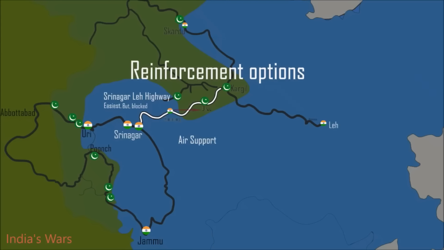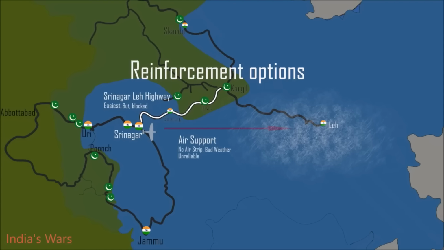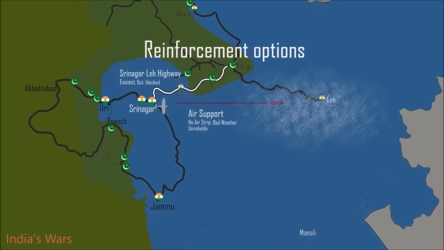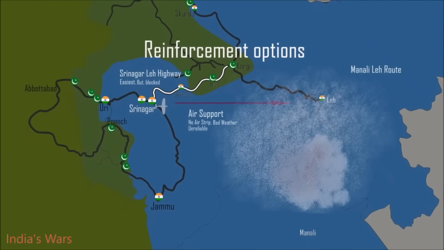Second was air support. Without the highway, the alternate way was to reinforce the town by air. Leh did not have any airstrips yet. The troops had to first prepare an airstrip for the Royal Indian Air Force Dakotas to land in order to supply Leh with troops and resources. To make matters even more difficult, the weather in the area was too often bad, making this option of reinforcement unreliable at best.